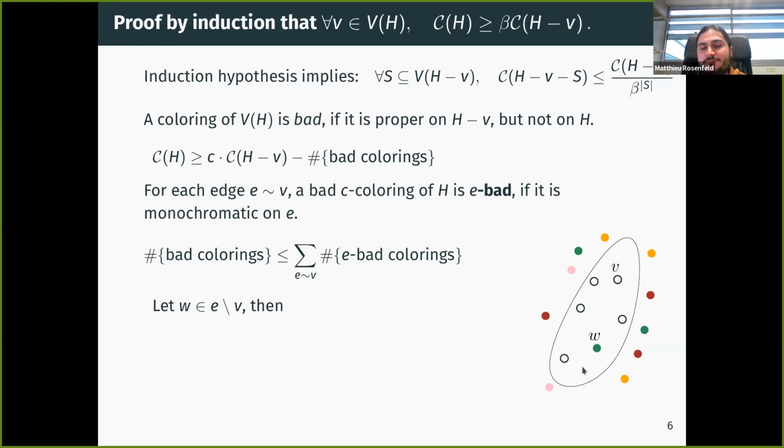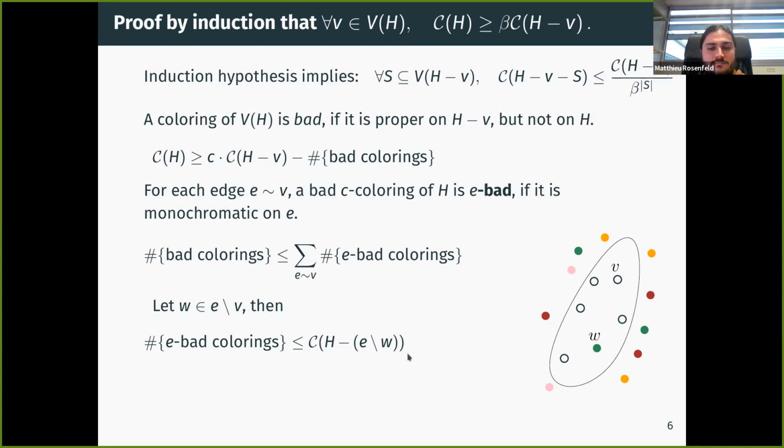So what I said is basically, because of this, the number of E-bad colorings has to be smaller than the number of proper colorings of the remaining hypergraph, right? So let me just write this. The number of E-bad colorings is at most the number of proper colorings of H minus V minus E minus W, which you can write precisely. And now I am done. Now I just have to do some computation and we will be done.